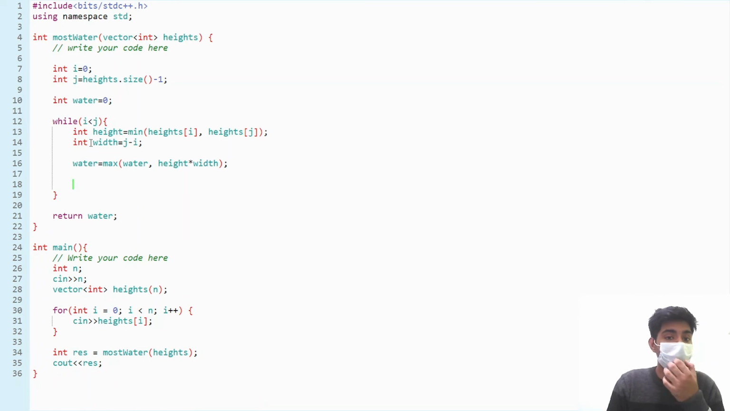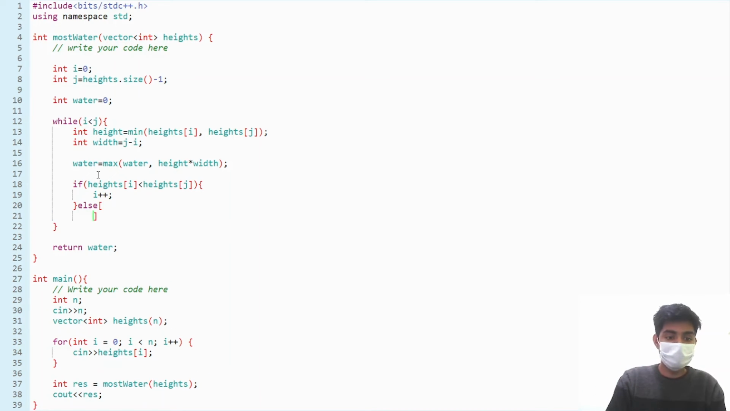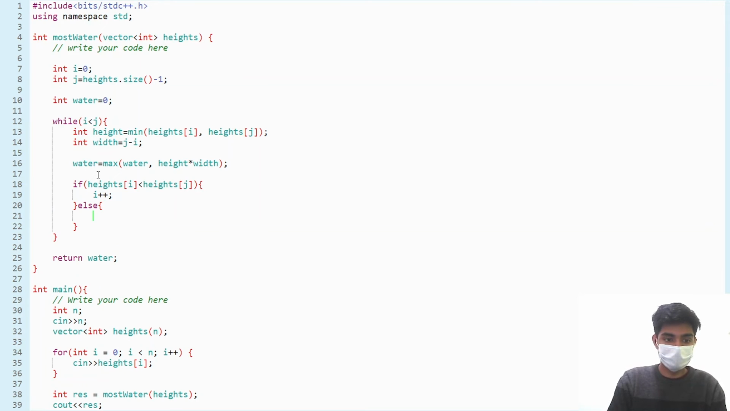Now I found the water, the height, and the width. I just need to increase my I or decrease my j, and it is done on the basis of the height value. So if heights of I is less than heights of j, then it means that I need to increase my I, because the height of I is smaller. Else I will decrement my j.